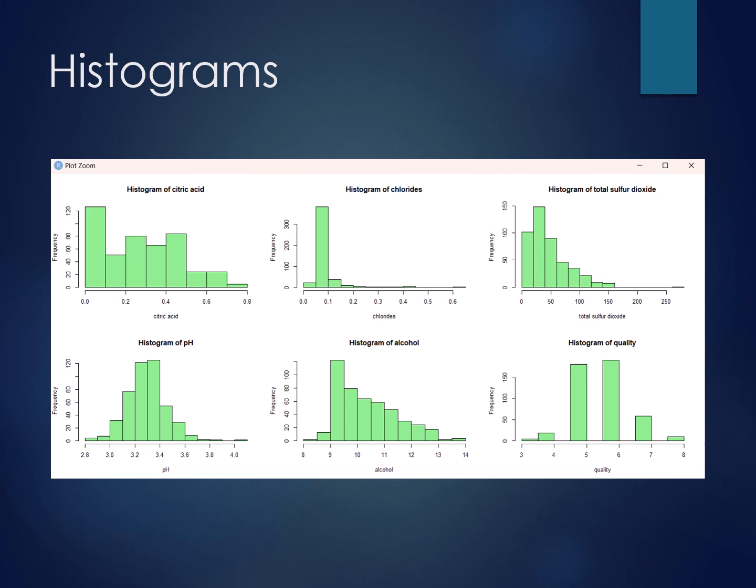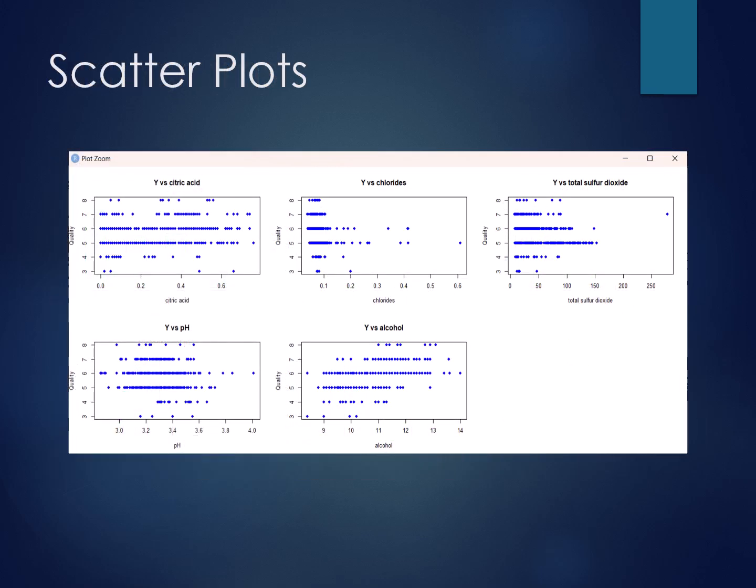So these are the histograms of the chemical attributes I have focused on. Here is the histogram for citric acid, chlorides, sulfur dioxide, pH, alcohol, and quality. And these are the scatter plots for the chemical attributes used.